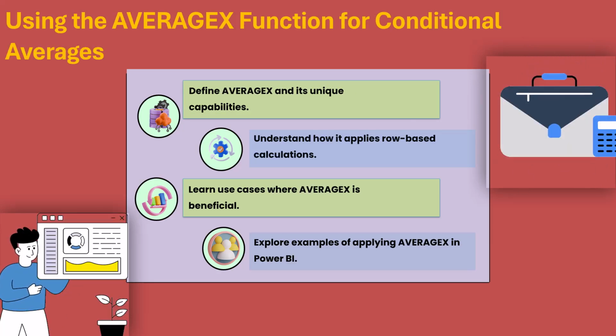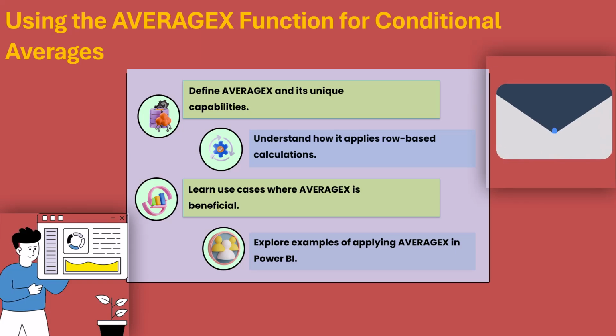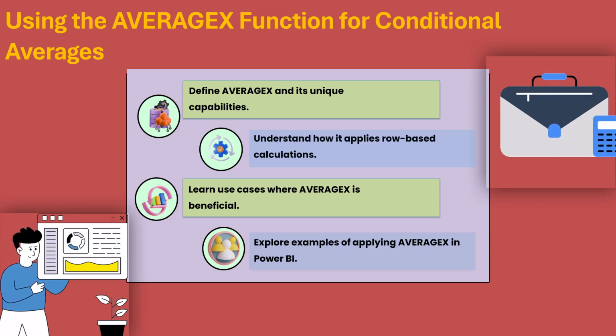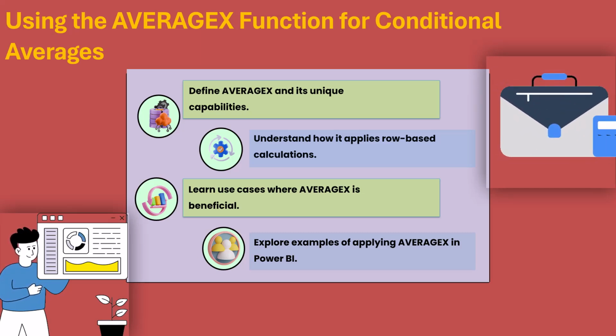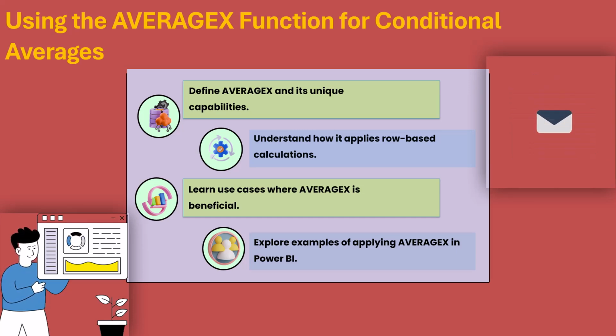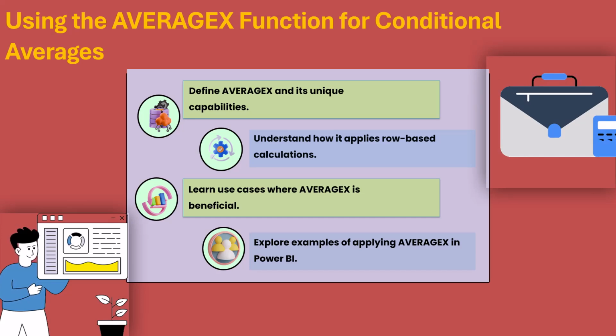AVERAGEX is a powerhouse function in DAX. It doesn't just take a bunch of values and average them. Oh no, it does something smarter. It evaluates each row in a table separately and then finds the average based on a given expression. Think of it like a chef carefully selecting ingredients for the perfect dish. We'll walk through how this works and when you should use it.